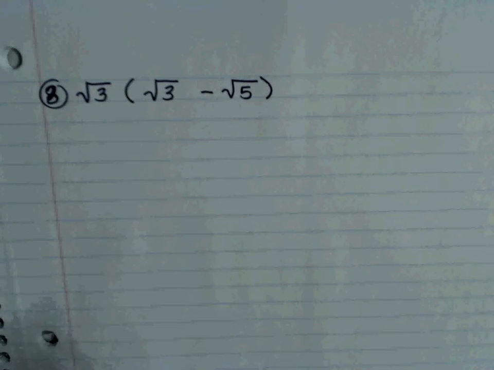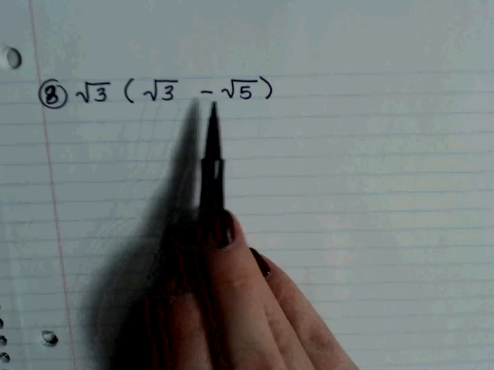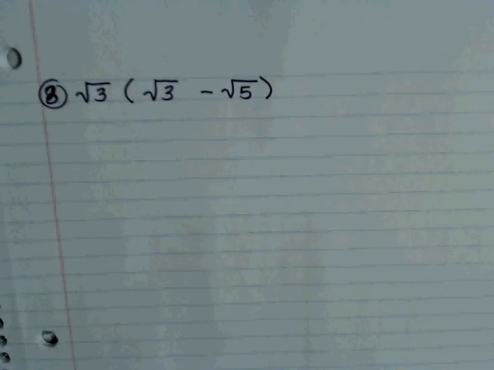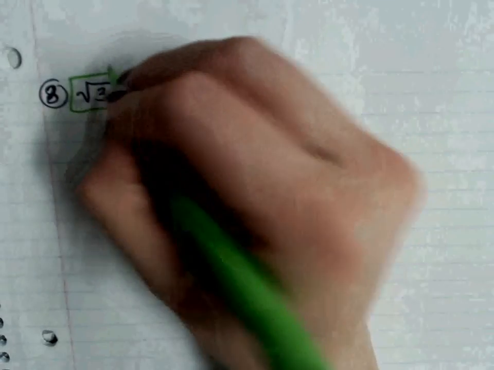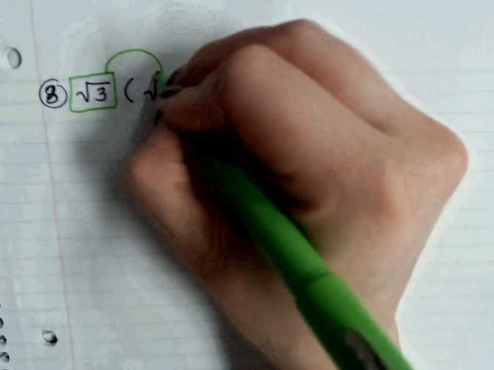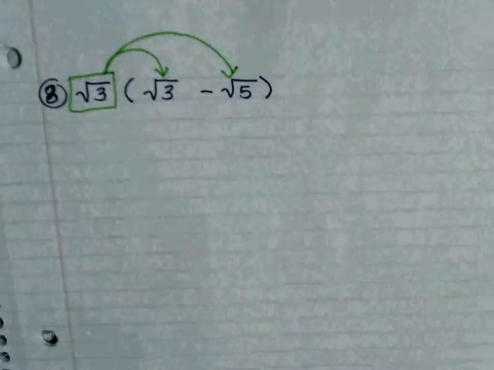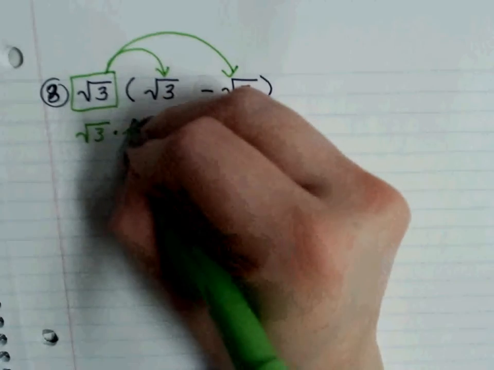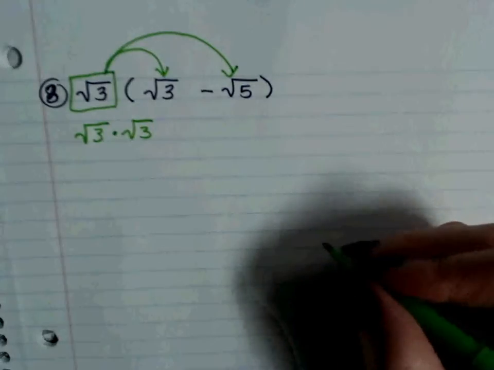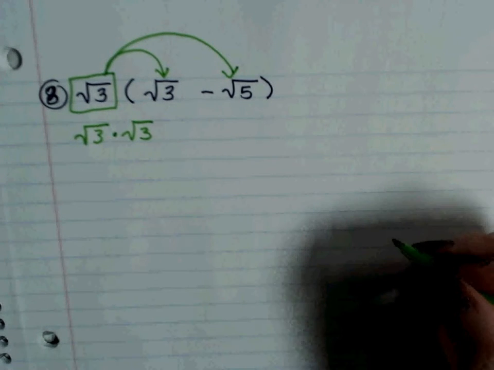All right. So we have the square root of 3 times the quantity of square root of 3 minus square root of 5. Again, we're just going to distribute. We're going to take the square root of 3 and distribute it to the square root of 3 and to the square root of 5. So we've got square root of 3 times the square root of 3. What is that? Square root of 9, which is 3.